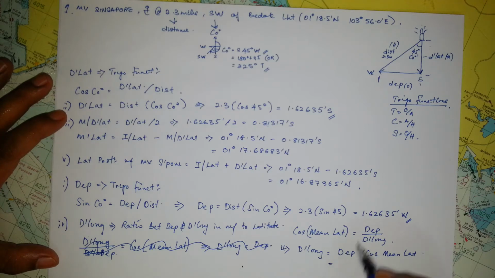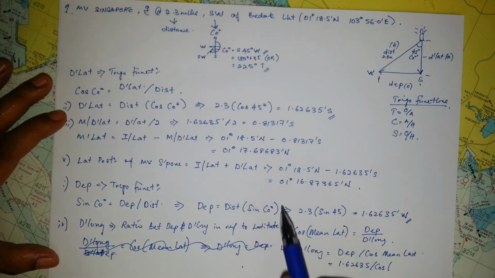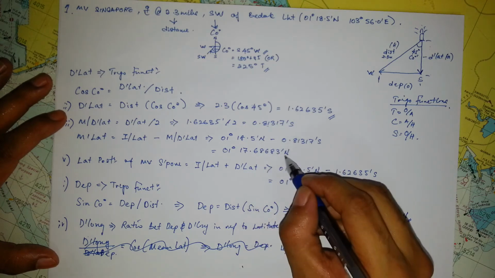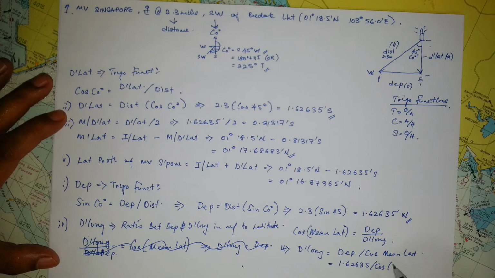Therefore, rewriting the departure that we get, 1.6265 minutes divided by cosine mean lat, which is this mean lat, 1 degrees 17.68683 minutes, and the DLONG is 1.62677 minutes west.